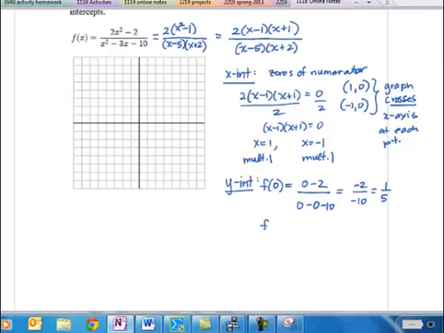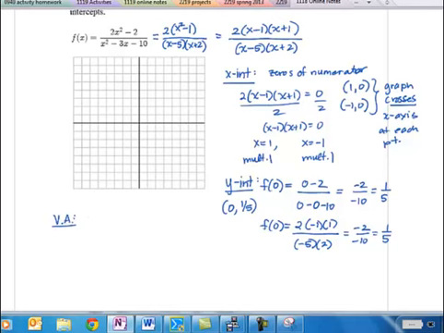If you use the factored form, let's just take a look at that too. You'd have 2 times negative 1 times 1 over negative 5 times positive 2. Still negative 2 over negative 10. But it's always a good idea to look at both forms and make sure you're getting the same value, just as kind of a double check. So 0, 1/5 for the y-intercept. The vertical asymptote, or vertical asymptotes as the case may be here, are the zeros of the denominator.